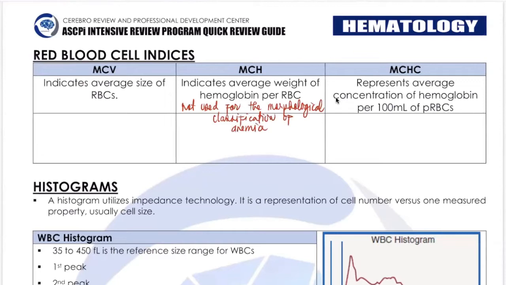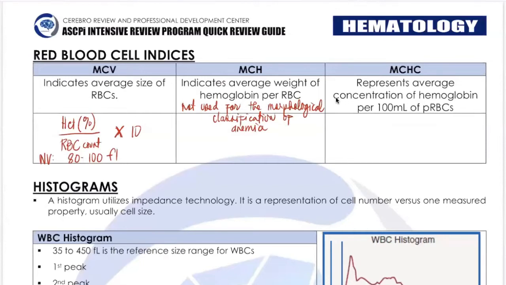Now, for MCV, ano yung formula natin dito? This is very important. Hematocrit in percent, divided by your red blood cell count in times 10 to the 12 per liter, times 10. Okay, so that's the formula for the MCV. And what is the normal value for MCV? That is 80 to 100 femtoliters. So that means those red blood cells that are below 80 femtoliters, they are referred to as microcytic red blood cells. And those that are above 100, they are the macrocytic RBCs.